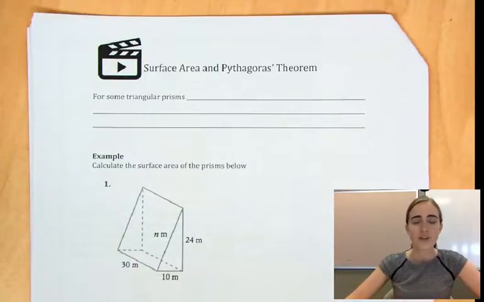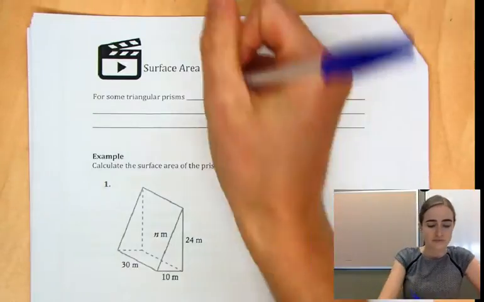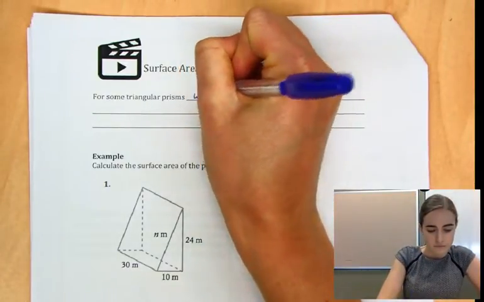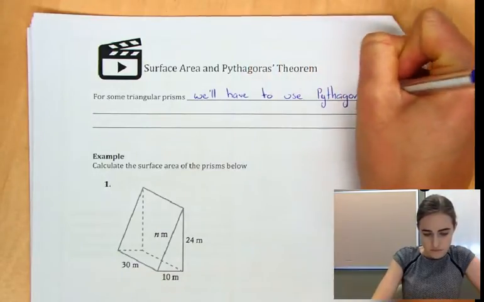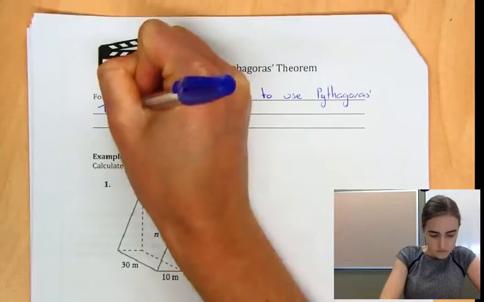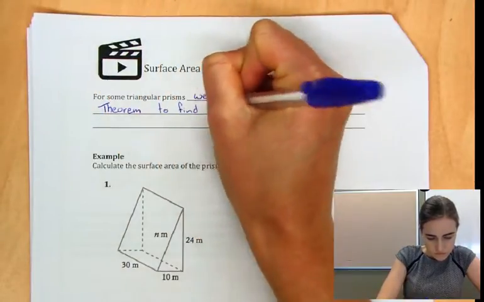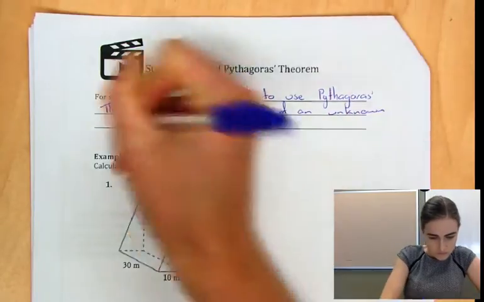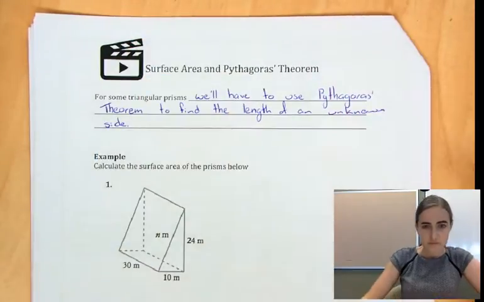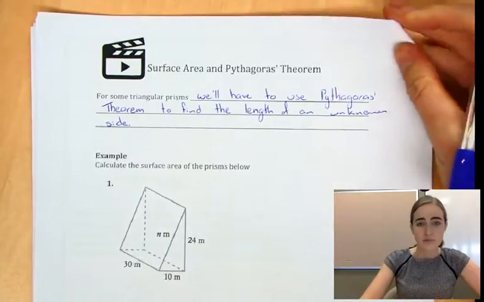In this video, I want to have a look at surface area problems that involve Pythagoras' theorem. So for some triangular prisms, we're going to have to use Pythagoras' theorem to find the length of an unknown side. So let's have a look at an example of that.